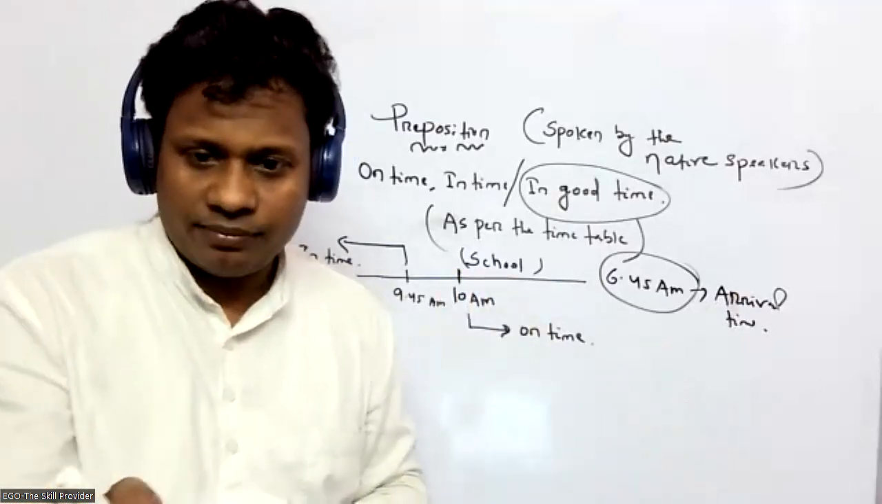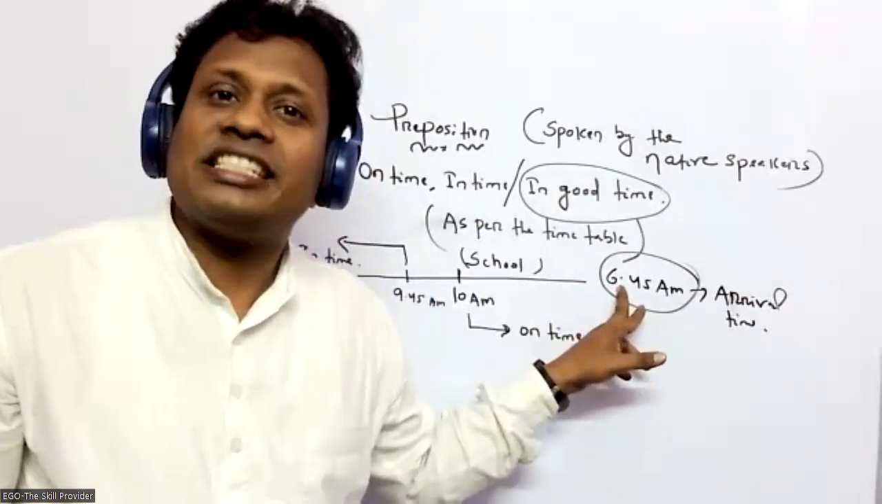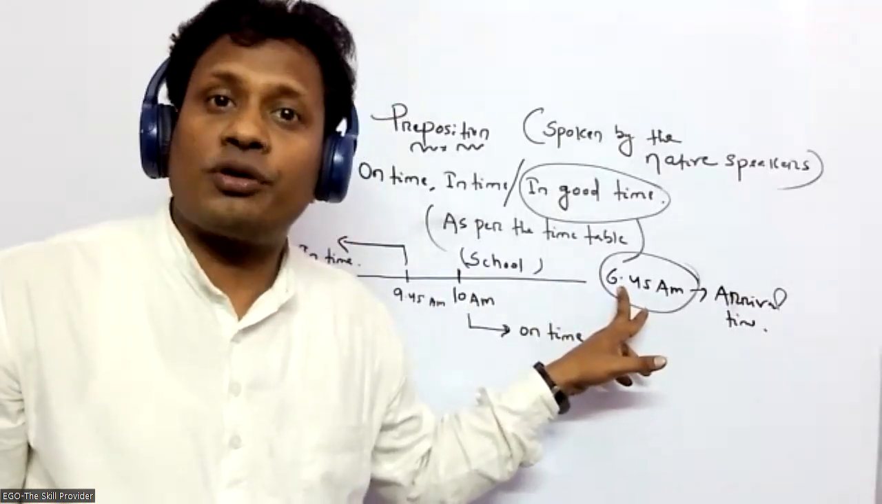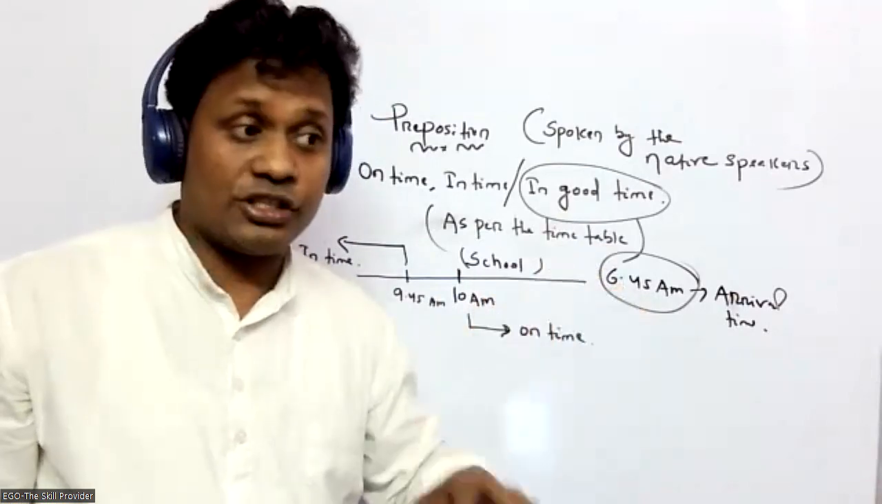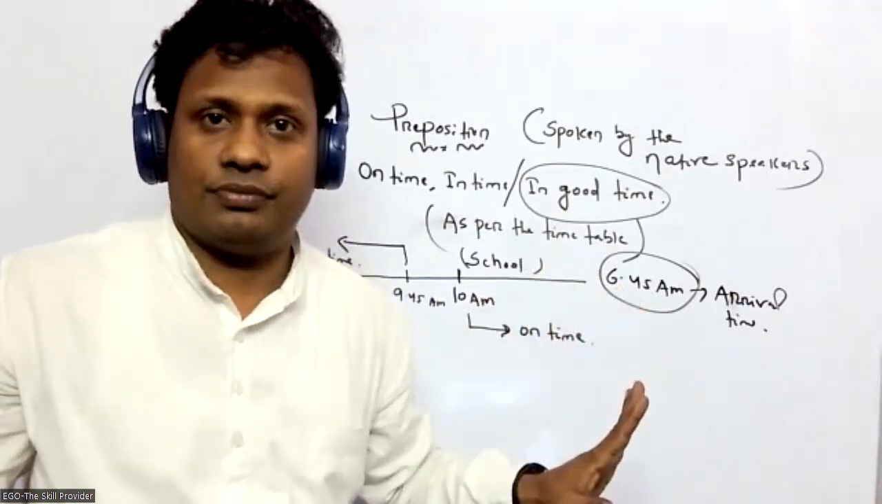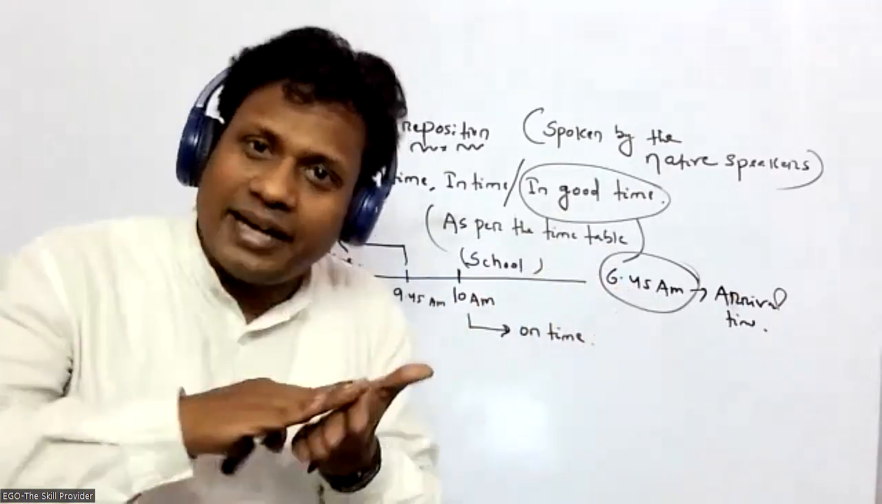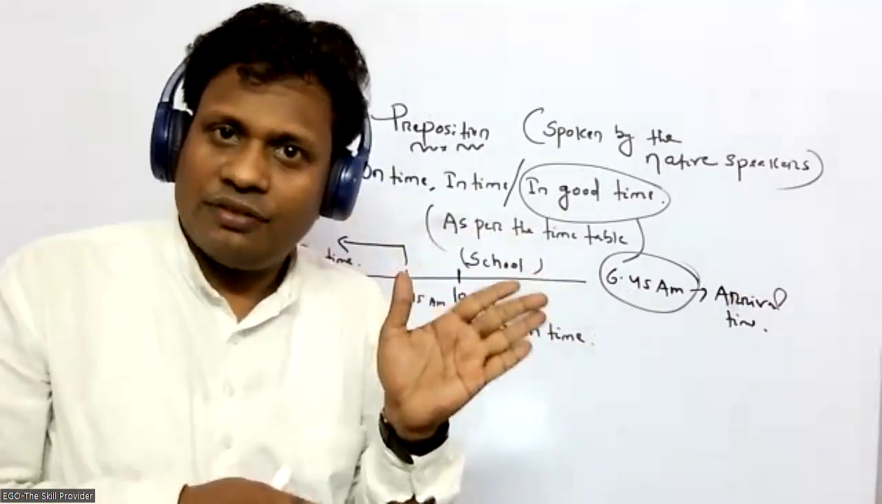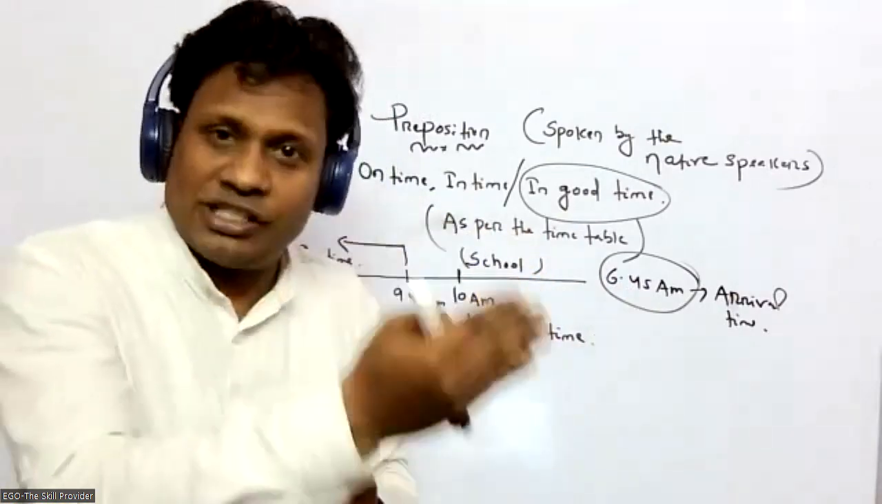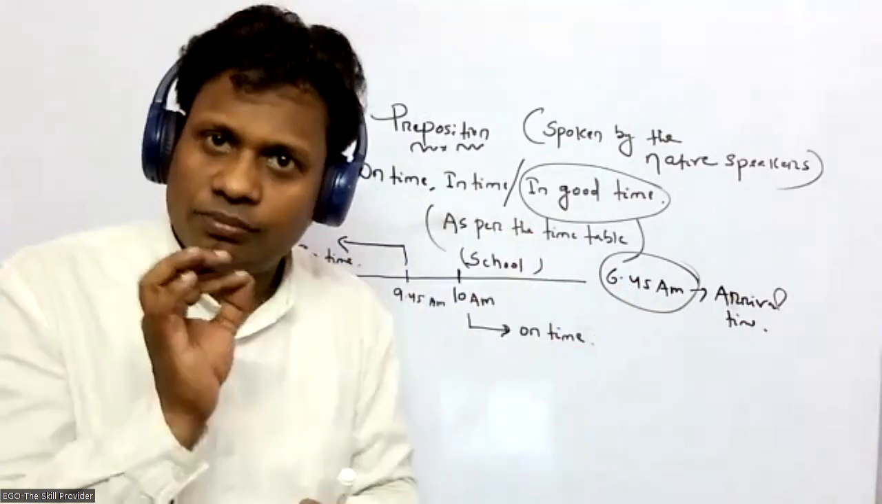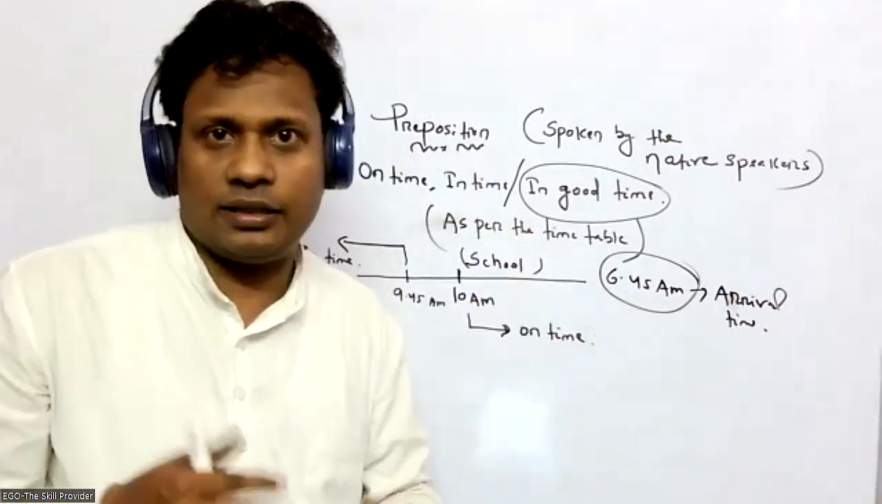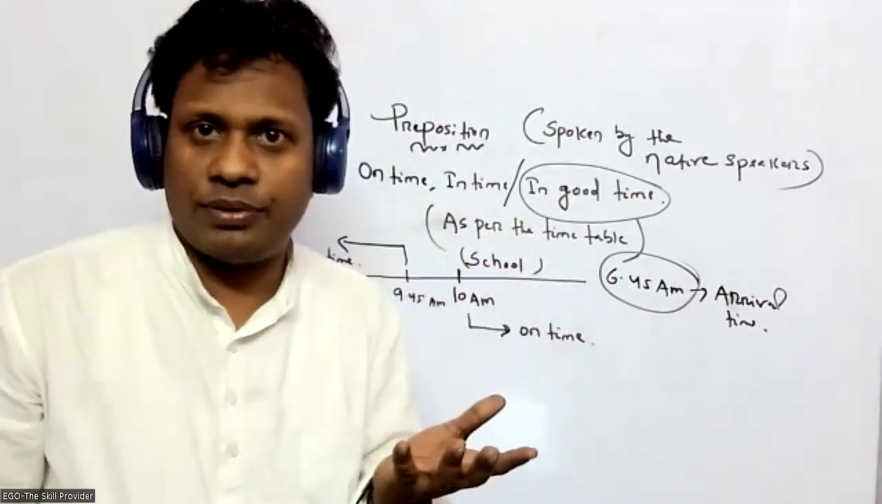Are you getting my point, sir? Sharp 6:45 a.m. your train arrives on the platform. Then you can say my train is on time. This is the time that has been printed on your ticket. This is the arrival time and this is the departure time. So there should be some time frame. It's not that you are getting a ticket without a time period.